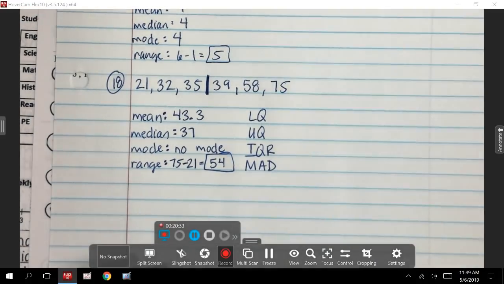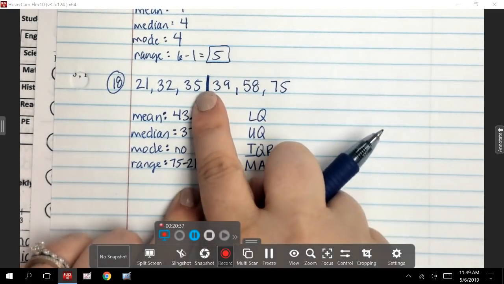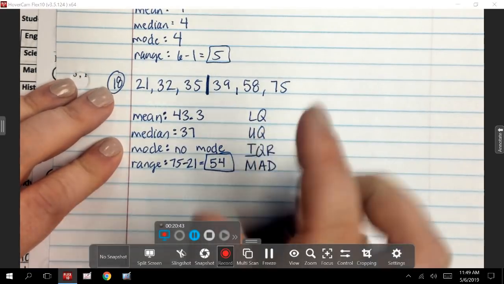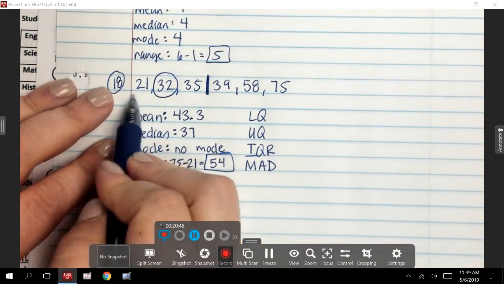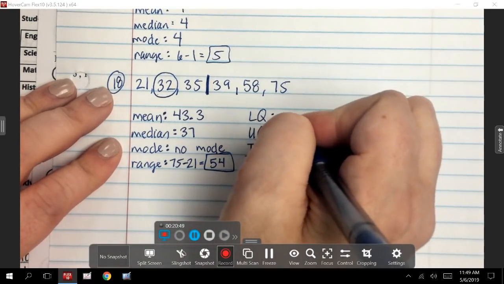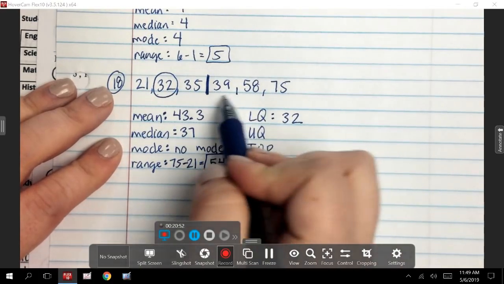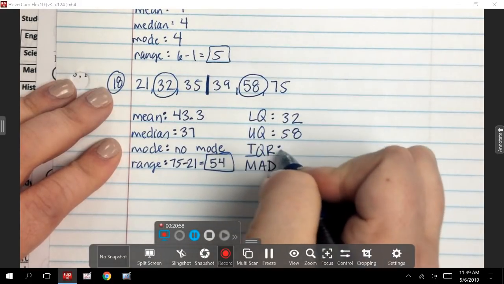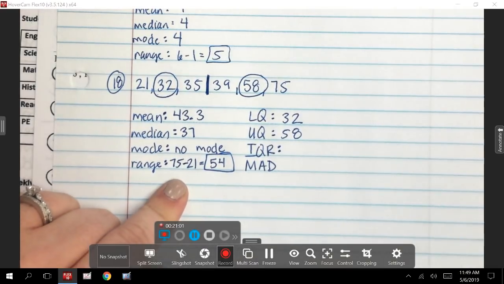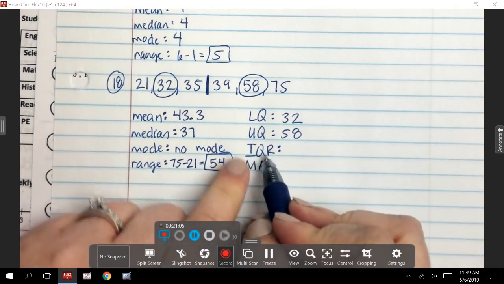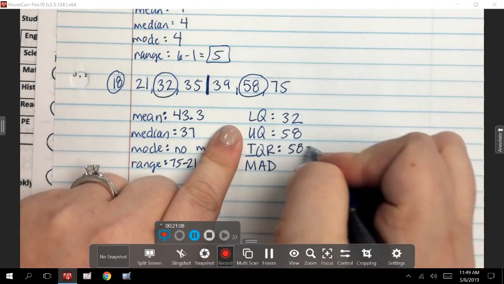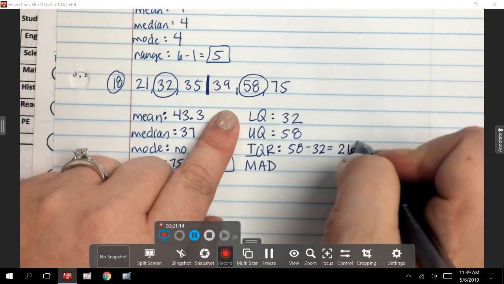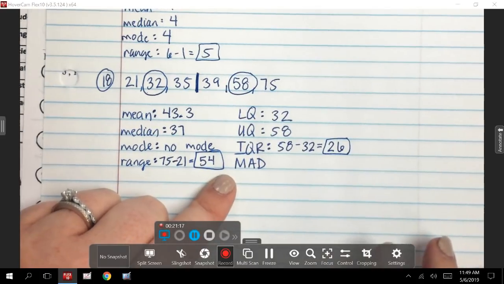All right, so continuing on to number 18. So we have our median. I've drawn my line. My LQ, remember, LQ is just the lower quartile, but it's the number in the middle. So if I look at the small side, 32 is in the middle. So 32 is my LQ. Same thing, UQ is on the upper side, so the big numbers in the middle. I have 58. My IQR is kind of like the range here. We're doing big minus small, but I'm doing the Qs. So I'm doing the big Q, which is 58, minus the small Q, which is 32. And 58 minus 32 should give me 26. So there's my IQR.